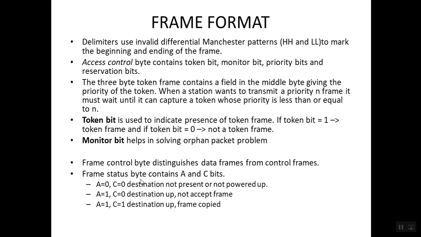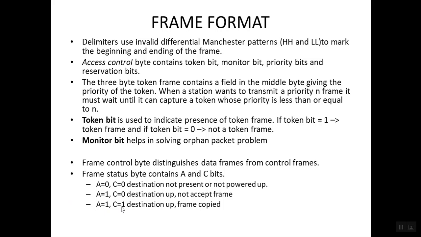When the frame comes back to the source, the source machine checks: if A is equal to 0 and C is equal to 0, which means destination not present or not powered up. Both 0 means the destination was not present, or the destination is not powered up. But if A is equal to 1 and C is equal to 0, which means that the destination is on, but the destination has not accepted the frame. That may be due to a full buffer. The buffer at the destination machine may be full, then that destination cannot accept the frame.